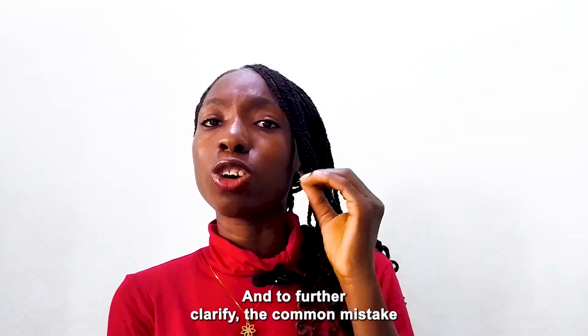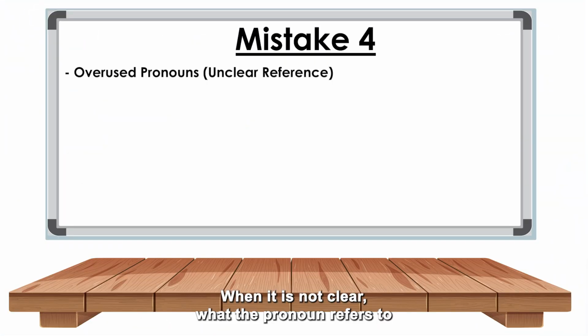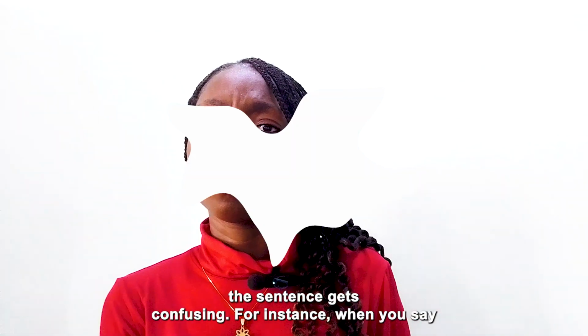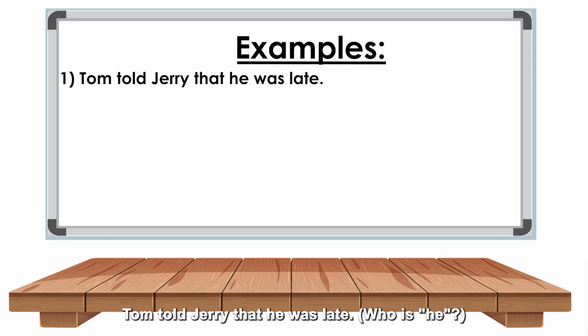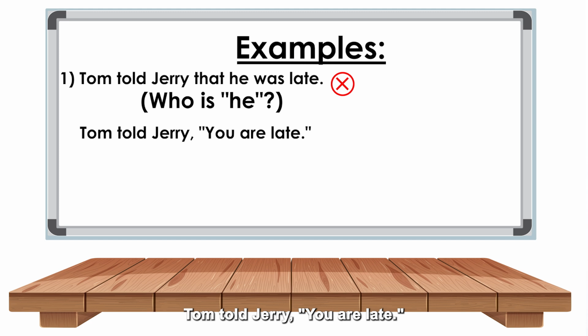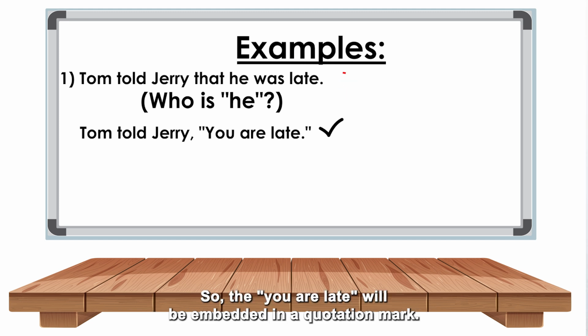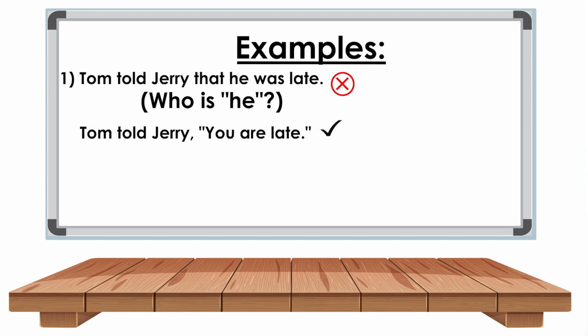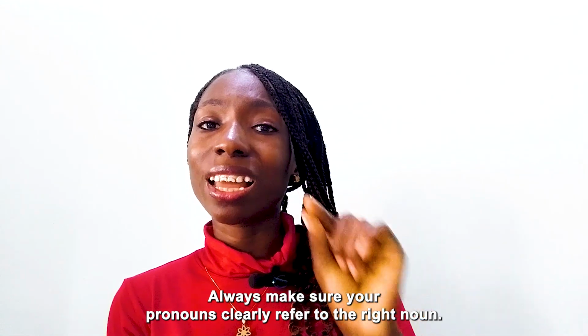And to further clarify the common mistakes used by pronoun users: unclear references. When it is not clear what the pronoun refers to, the sentence gets confusing. For instance, when you say, "Tom told Jerry that he was late," who is the he? The right thing to say is, Tom told Jerry, comma, "you are late." So the "you are late" will be embedded in quotation marks. Always make sure your pronouns clearly refer to the right noun.